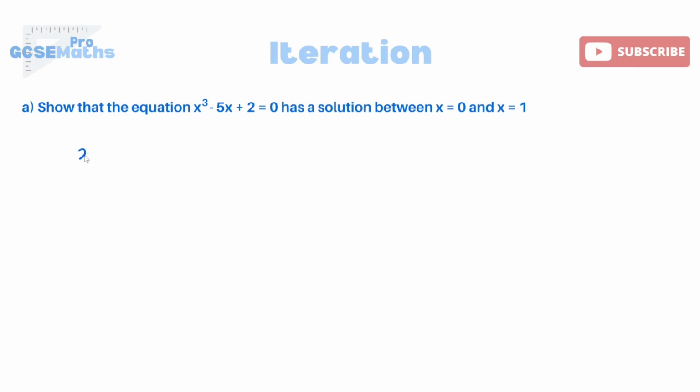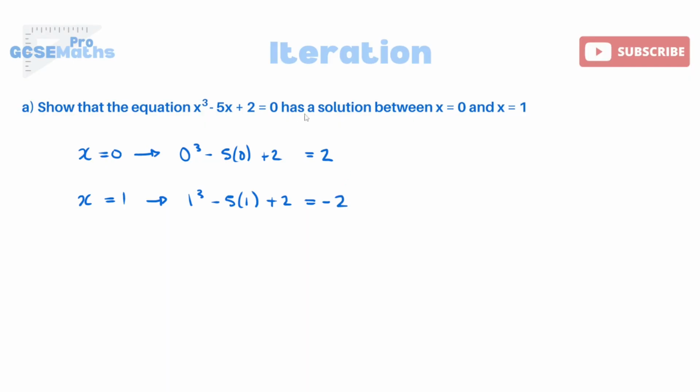So let's do that. So when x is 0, obviously you've got 0 cubed minus 5 times 0 plus 2. You just write it down just so that they can see the working out, right? You can see that that would give you 2, wouldn't it? You don't even need a calculator, really. And when x is 1, 1 cubed is 1, minus 5 times 1, so that'd be minus 4 plus 2. That would give you minus 2, wouldn't it?